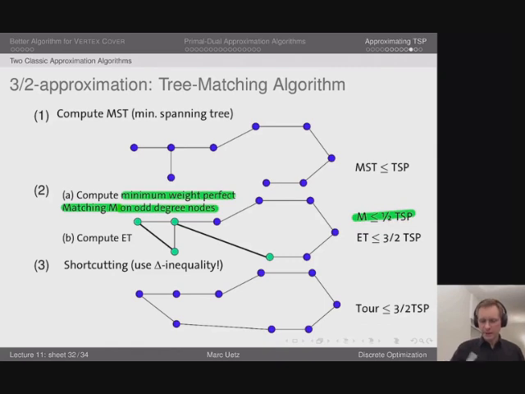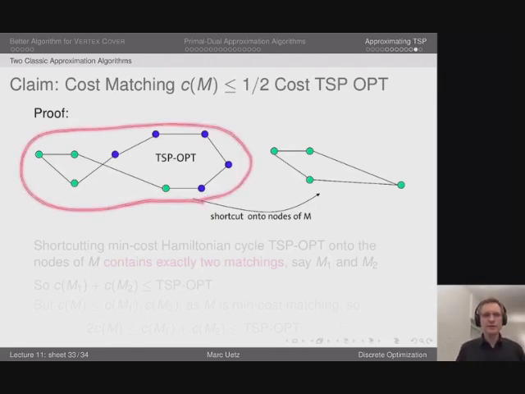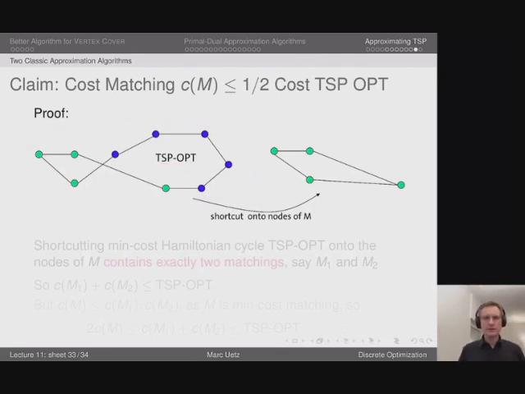And once I have proved that, the final tour will be the sum of the cost of the minimum spanning tree plus the cost of these matching edges. And that makes altogether at most 3/2 the cost of the optimal TSP solution. So why do I claim that the cost of this matching that we compute in step 2 is at most 1/2 the cost of an optimal TSP solution? And that we can see by the following argument. So suppose this is the optimum solution to the traveling salesman problem. So this is the minimum cost Hamiltonian cycle.